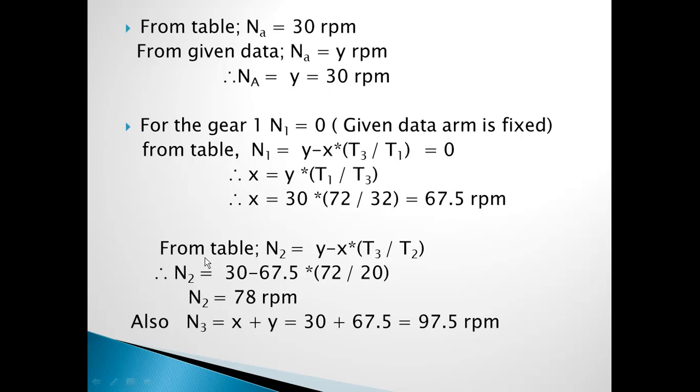Once again, from the table, N2 equals y minus x into T3 by T2. We have the values of y and x from the previous condition, and we have the values of T3 and T2. Putting in the values, the speed of gear 2 will be equal to 78 rpm. And once again, from the table, speed of gear 3 is equal to x plus y. The y value is 30 and the x value is 67.5, so the speed of gear 3 will be equal to 97.5. In this way, we have calculated from the table the speed of gear 2, that is 78 rpm, and the speed of gear 3, 97.5 rpm. Thank you.